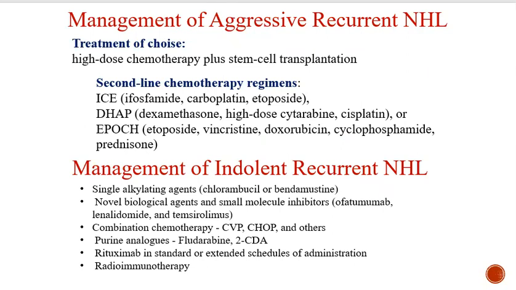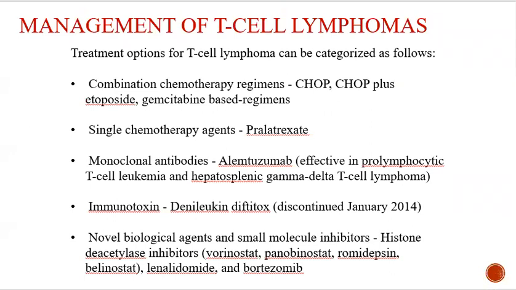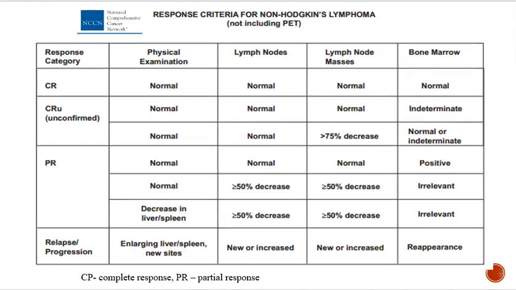Second-line chemotherapy regimens, such as ifosfamide, carboplatin, etoposide, or dexamethasone, high-dose cytarabine and cisplatin, or etoposide, vincristine, doxorubicin, cyclophosphamide, prednisone, are usually used with rituximab if the tumor is CD20 positive. Patients who are not candidates for transplantation can be treated with chemotherapy with or without monoclonal antibodies. The treatment of T-cell lymphomas continues to be challenging. Typically, cutaneous T-cell lymphomas are managed with topical agents and oral disease modifiers during the early stage of the disease. Surgery is useful in selected situations, particularly if the disease is localized or if there is a risk of perforation, obstruction, and massive bleeding.